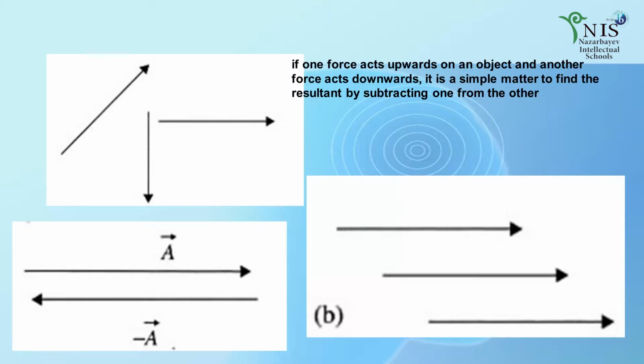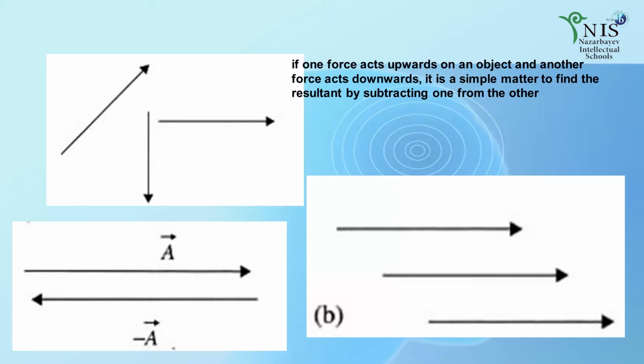Representing vector quantities. A vector quantity is represented by a line with an arrow, as you can see in this picture. The direction the arrow points represents the direction of the vector. The length of the line represents the magnitude of the vector to the chosen scale. When we're dealing with vectors that act in one dimension, it's a simple matter to assign one direction as being positive and the opposite direction as being negative.